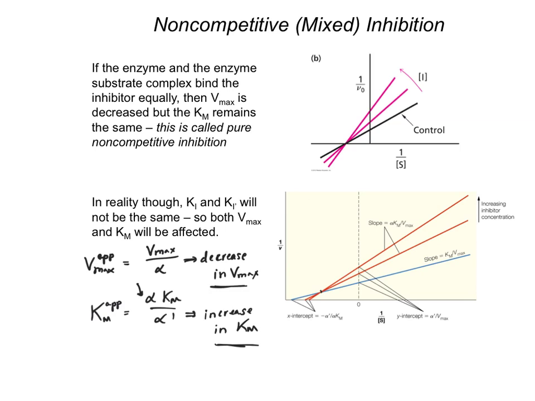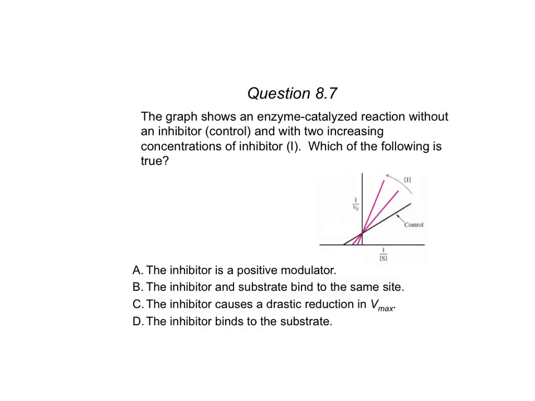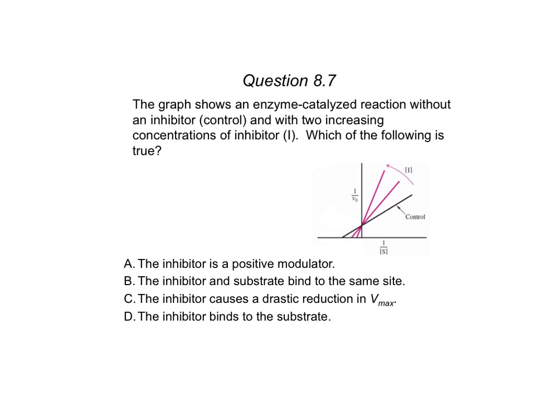Okay, so just making sure it's mentally present, let's go ahead and take one little question, something that you could possibly see on an exam. So I have a Lineweaver-Burk plot of an enzyme in the absence and then in the presence of increasing inhibitor. I want to know what type of inhibitor this is.